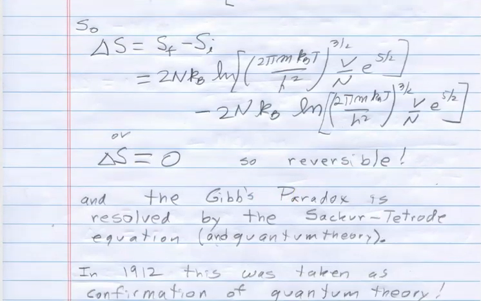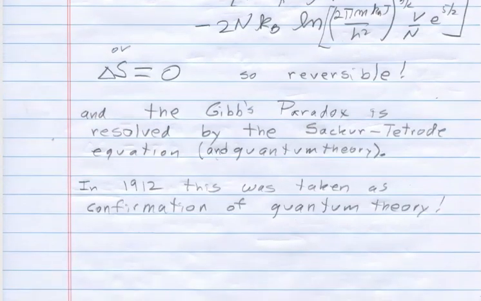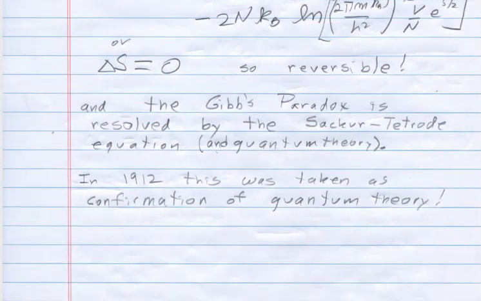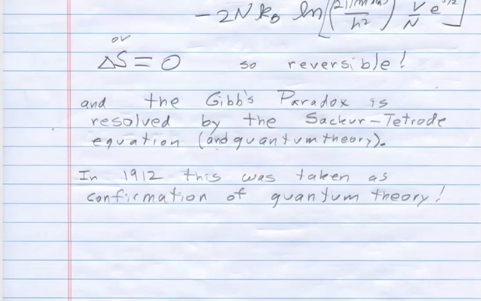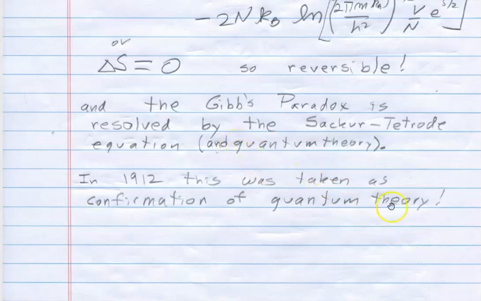And in 1912, when this was first published, it was taken as a strong confirmation of the ideas that were being developed on the quantum theory of matter. As I said, probably Nobel Prize winning type work, but neither Sackur nor Tetrode got the Nobel Prize. They both died shortly afterwards.